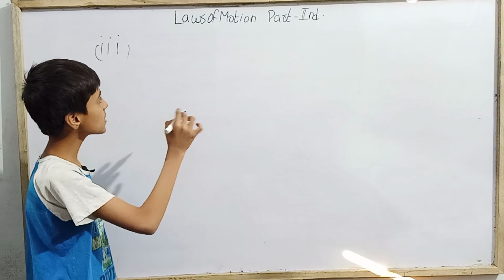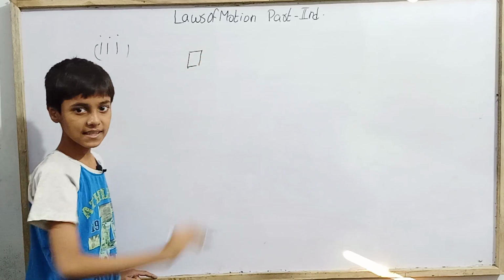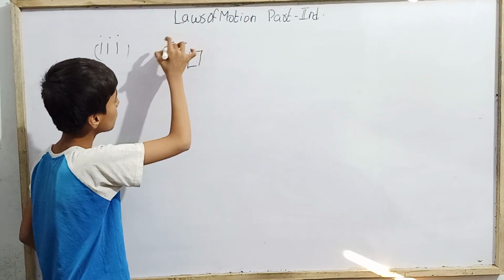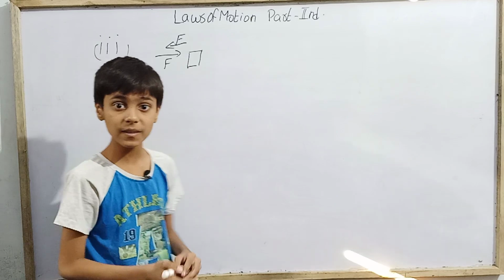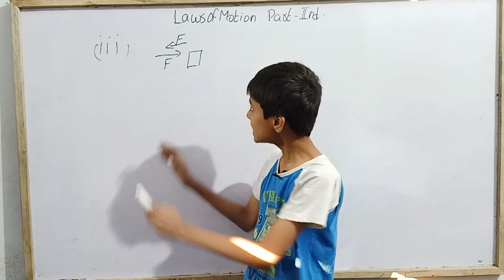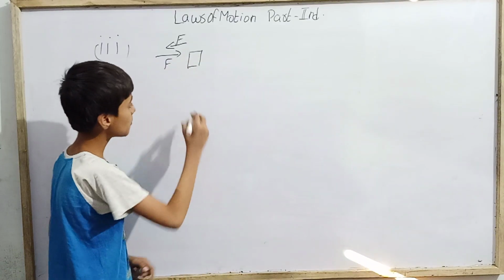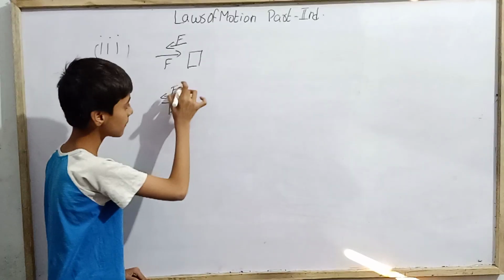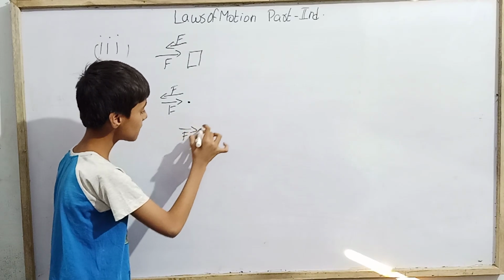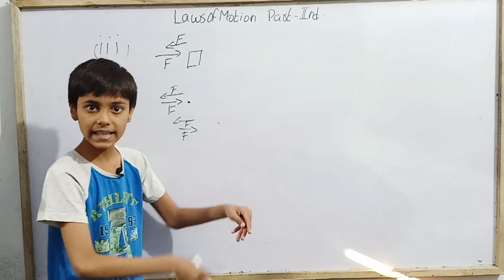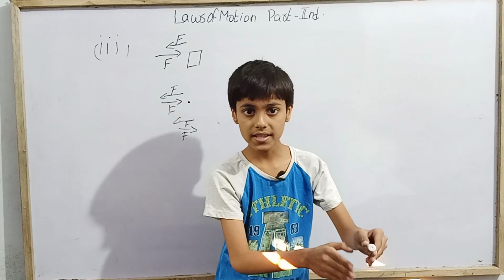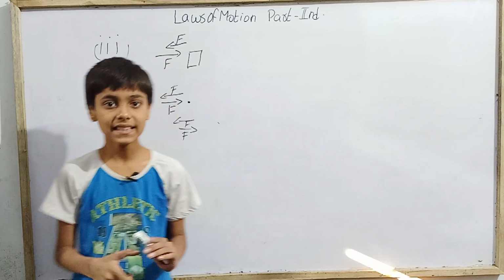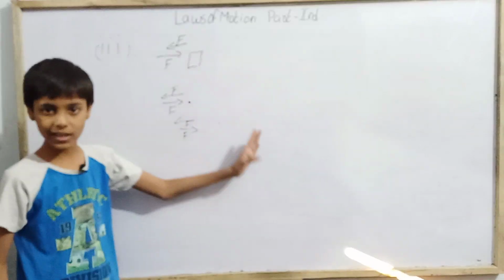Another example: suppose that an object is present here and I apply a force F on the object. The object will also push me with the same force F, only the direction of both forces will be opposite. If this is the particle and I am pushing it with F, then the particle will also push me with F. Here the angle between the two F is 180 degrees, meaning the two forces, the action reaction forces, are called action reaction pairs of forces. The two forces are in just opposite directions to each other. This is known as Newton's third law of motion.